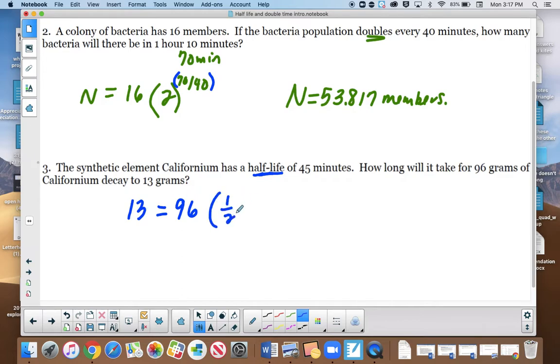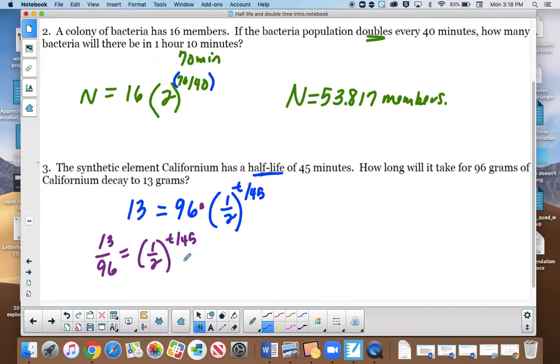It is a half-life problem, so our base is 1/2. And then to the time over the half-life. Now it's asking for how long it will take, so the time is our unknown, and our half-life is 45 minutes. So in this problem, we're solving for t, so we've got to do a little bit of peeling things back to solve for t. So my first step is to get rid of 96, so that's going to be 13 over 96 is equal to 1/2 to the t over 45 power.